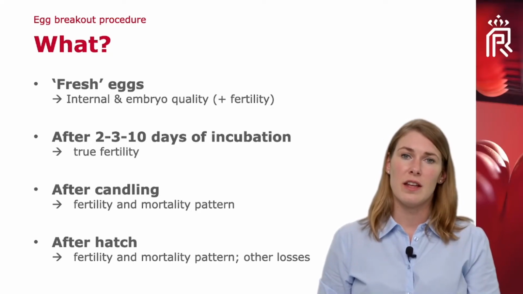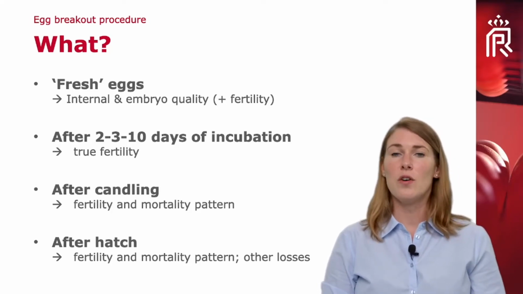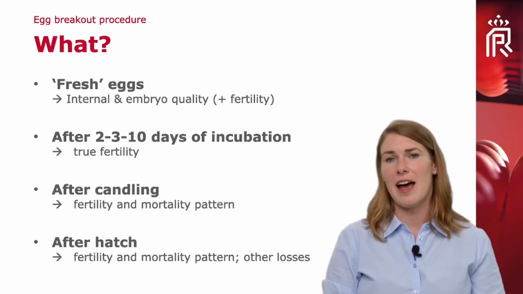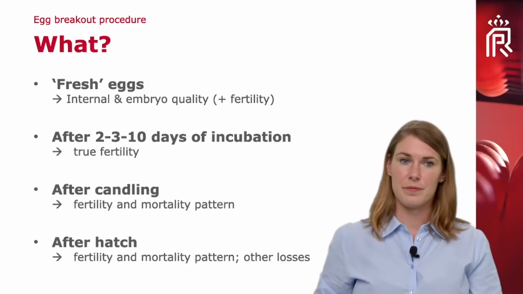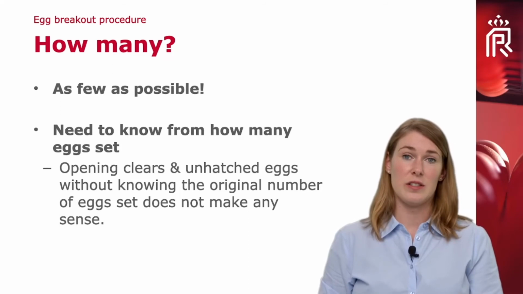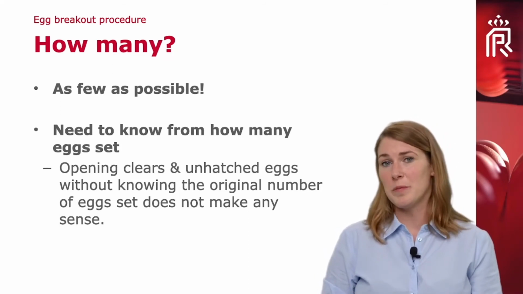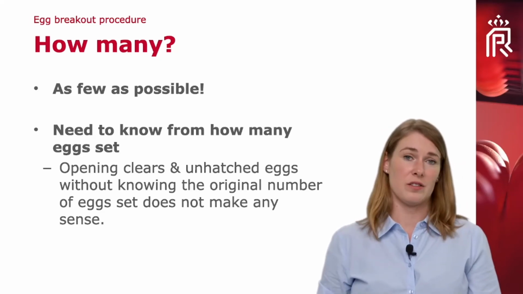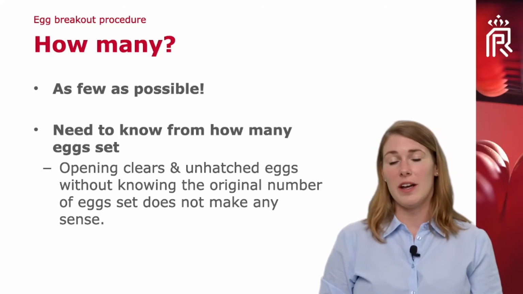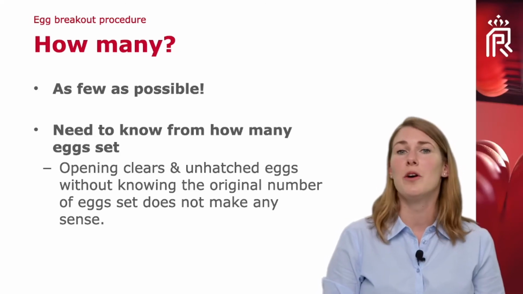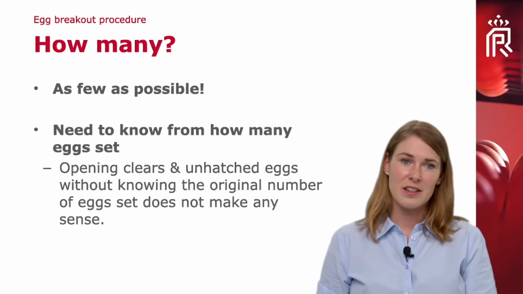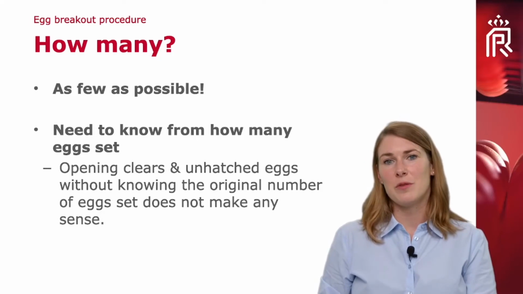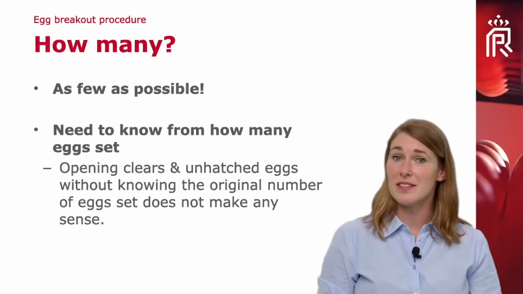So it's important to think that if you break out an egg after candling or after hatch, let's say a 3-day-old embryo has died, that looks very different after candling than after hatch. So how many eggs do you need to break open? As few as possible. It will save you a lot of time, it will save you a lot of eggs if you don't break open all the eggs. However, if you only break open one tray or one basket, that doesn't really tell you anything about the whole batch itself. So we do need to break open some. I'd say 1 or 2 isn't enough.